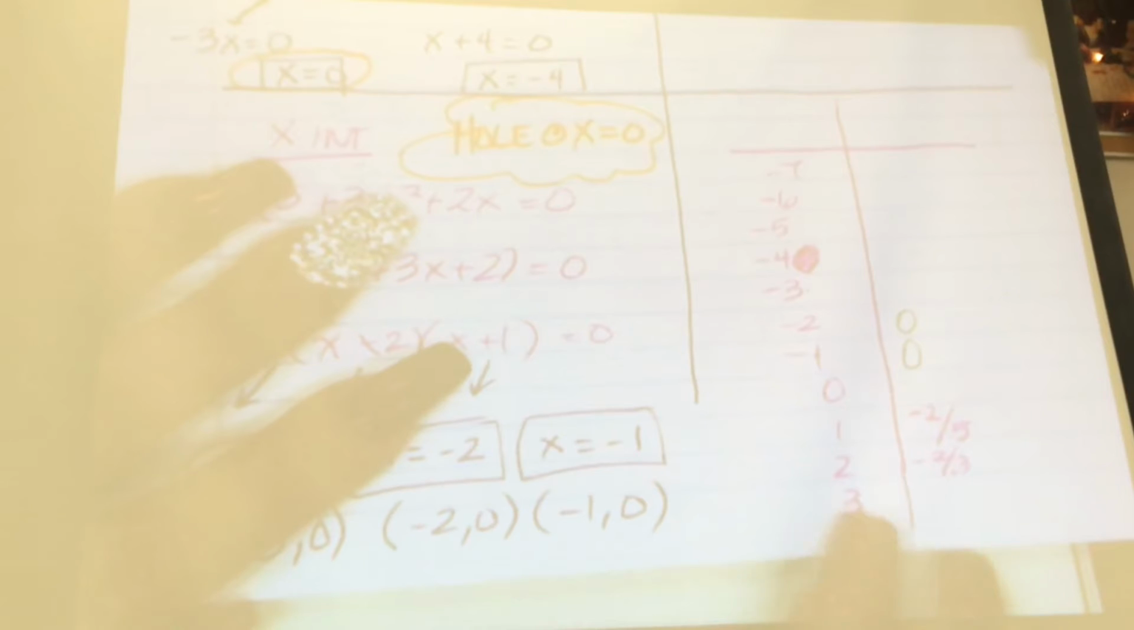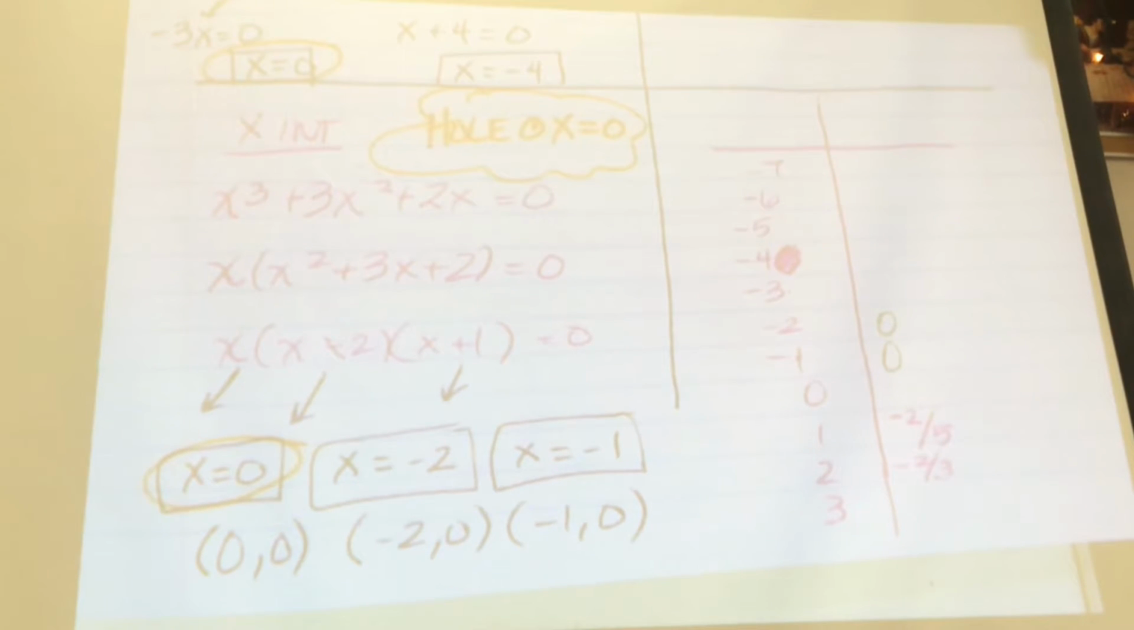All right, pretend it's a test question. Plug in 3 by yourself. Do it. Plug in 3 and see what you get. We found out that negative 4 is an asymptote, so it's undefined.